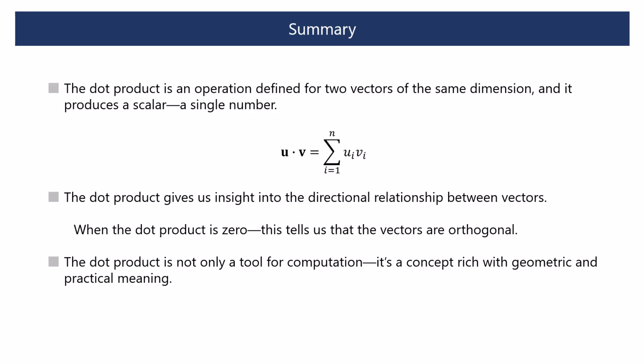This idea plays a key role not just in linear algebra, but also in fields like statistics and machine learning. The dot product is also used in cosine similarity, a popular method for measuring how similar two vectors are. This has practical applications in recommender systems, document retrieval, and more. So, the dot product is not only a tool for computation, it's a concept rich with geometric and practical meaning.